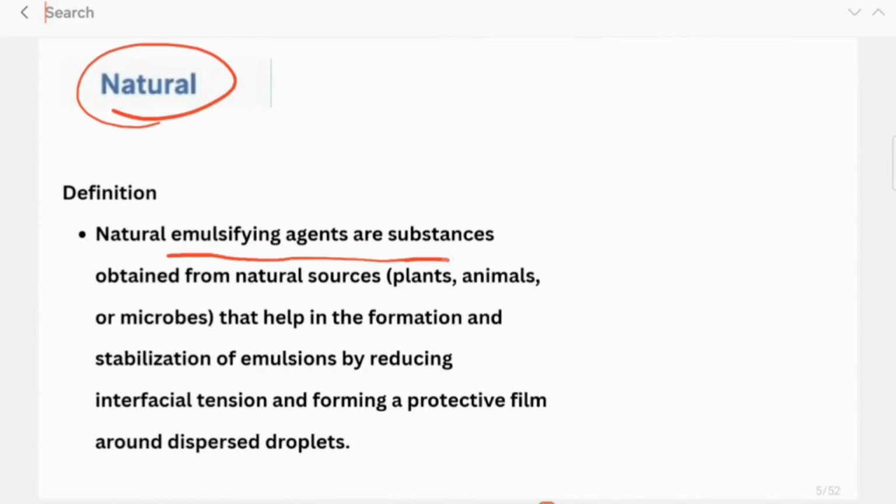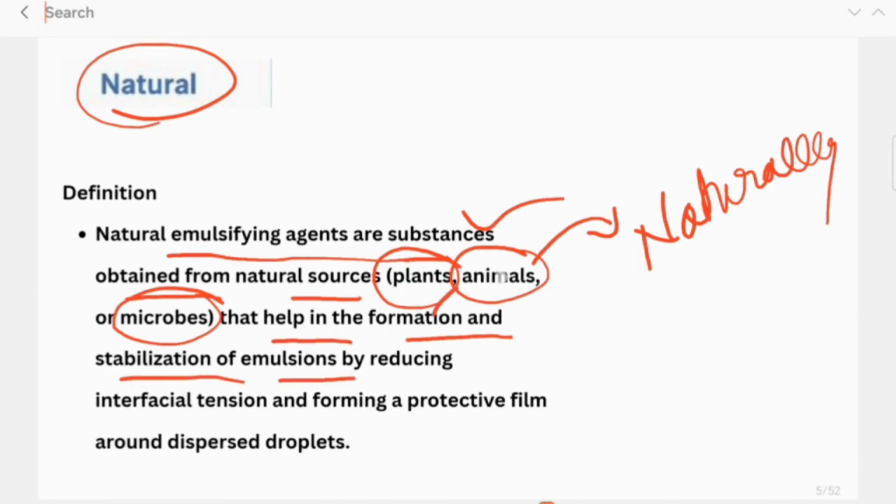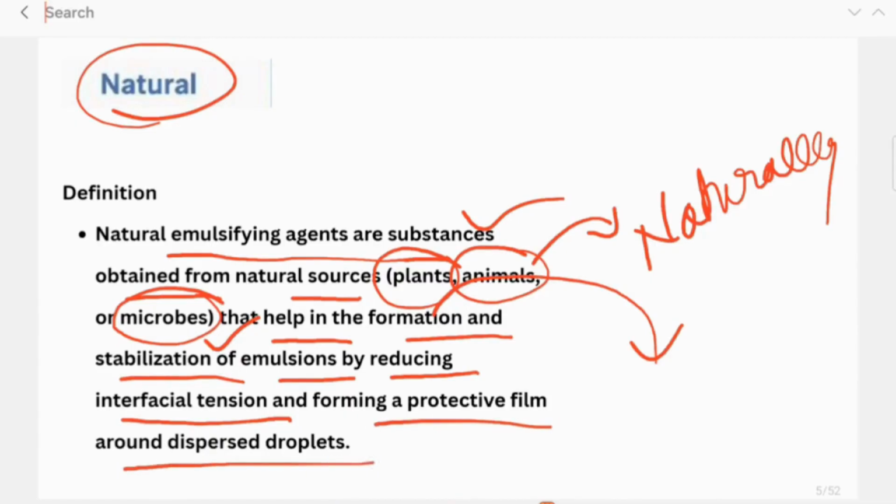Natural emulsifying agents are the substances which are obtained from natural sources like plants, animals, and microbes. So they are not prepared or made in the laboratory. They are obtained naturally, and they help in the formation and stabilization of emulsions. So they help not only in the formation but also in the stabilization of emulsions. How? By reducing the interfacial tension and forming a protective film around the dispersed droplets.